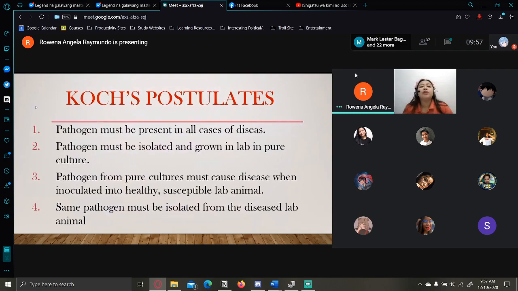Okay. Ulitin ko, the pathogen must be present in all cases of the disease. Okay? And then the pathogen must be isolated, kukuhanin mo, and then i-grow mo siya in the laboratory as a pure culture. After that, you will get a healthy animal and inject that pathogen on that healthy animal. And you should be able to expect that the animal will develop the signs and symptoms of the disease. And then kapag in-isolate mo uli kung ano yung nag-cause ng sakit sa kanya, dapat parehas yung makukuha mong microorganism sa kanya. Okay? This is to establish that a certain disease is caused by a specific microorganism. So this is Koch's postulates. Questions?